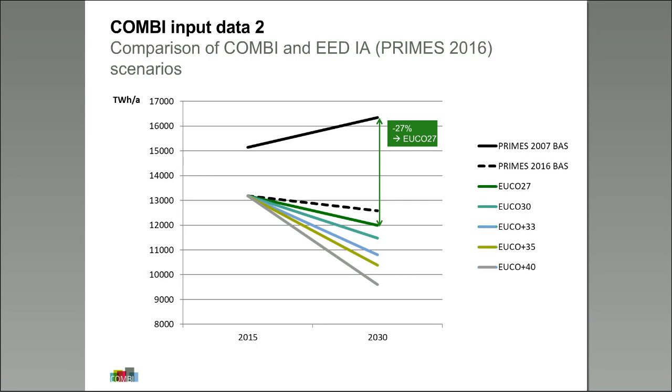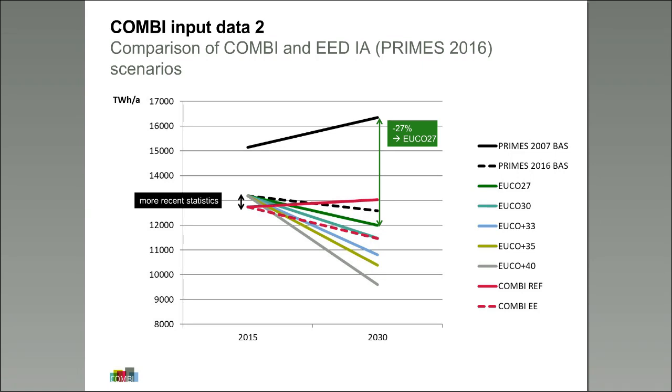Now, how does COMBI relate to this? We see that we have differences both in the starting year of our modeling exercise in 2015, but also in the final end year of 2030. In the start year, we are starting from a lower level.